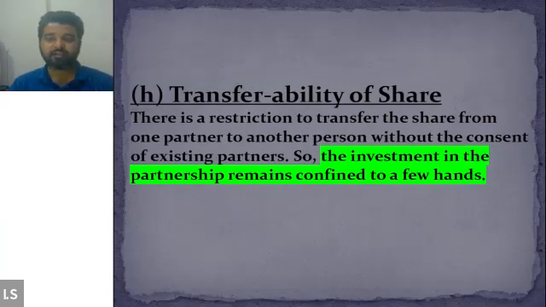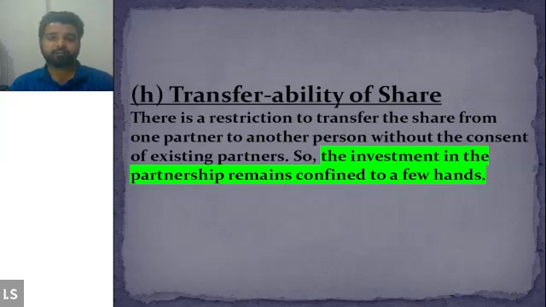Is that clear? Unless and until the other partners give me consent to transfer the shares, I cannot transfer my part of the share to some other person. That means without the consent of the remaining partners, I cannot introduce a new person into the business. This is called transferability of share: in the partnership form it is restricted. It can only be done with the consent of all the partners.